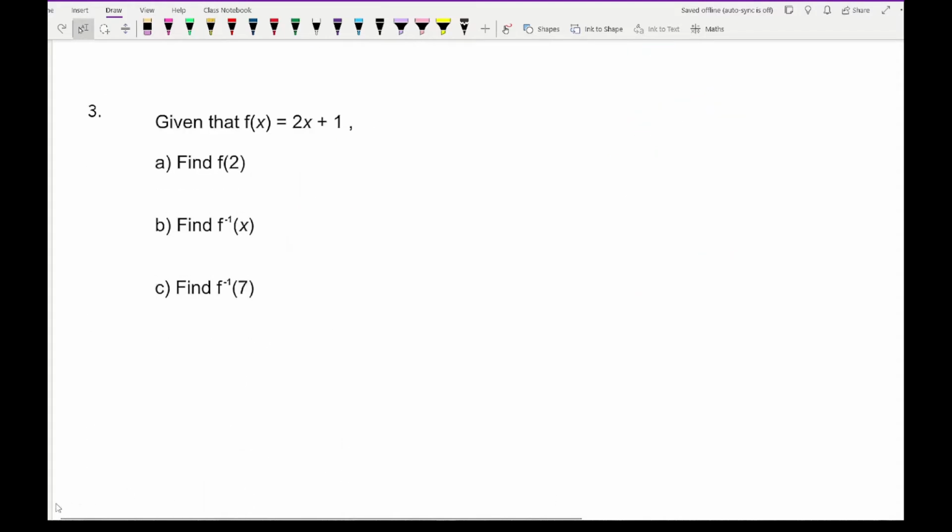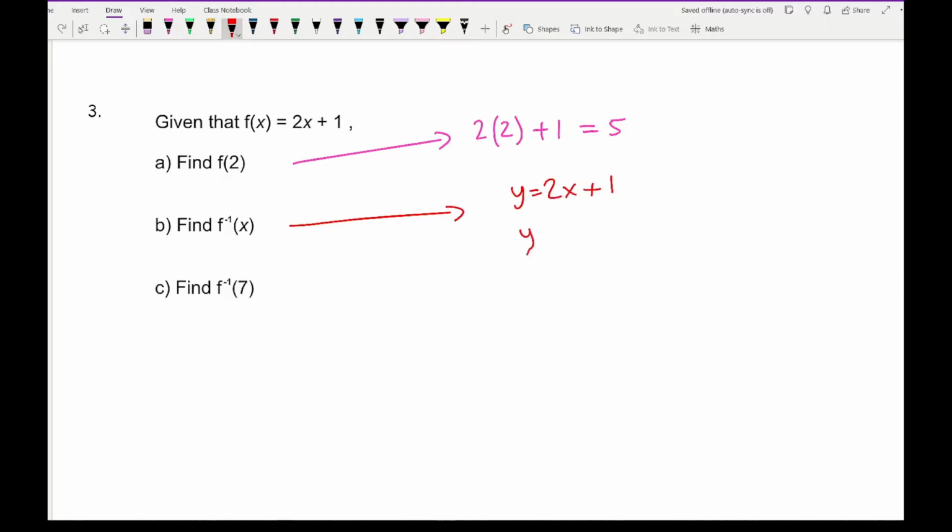Moving on to question 3, it says f of x equals 2x plus 1, find f of 2. So here what we're doing is substituting 2 into 2x plus 1. So that's going to be 2 times 2 plus 1, which equals 5. For part B, again we make the function equal to y, and then we make x the subject. So y minus 1 equals 2x, y minus 1 over 2 equals x, which then becomes the inverse function of x, which is x minus 1 over 2.